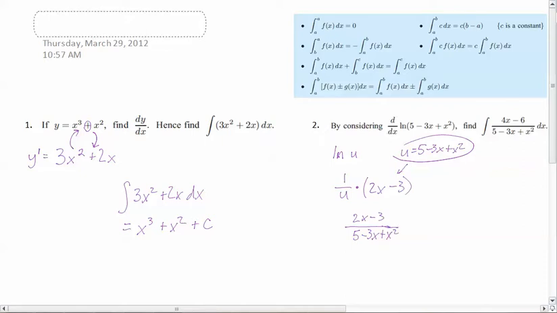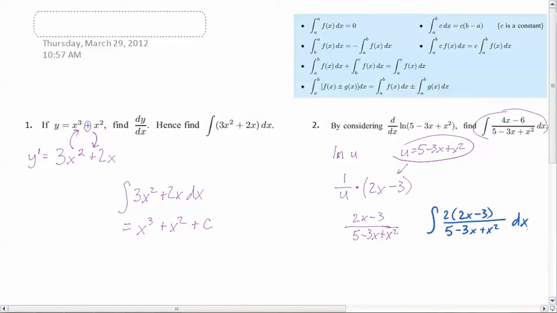So that was finding the derivative of the original function. Now it wants us to consider that and look at this integral: 4x minus 6 over 5 minus 3x plus x squared. If we look at these two, we notice that this one is almost the same except for one small thing, the numerator. Hopefully you recognize that the numerator here is just double that one. So let's rewrite it as the integral of 2 times 2x minus 3 over 5 minus 3x plus x squared dx.